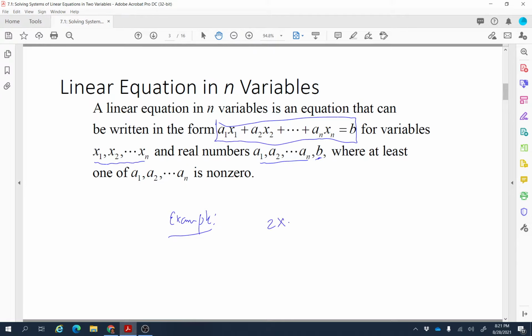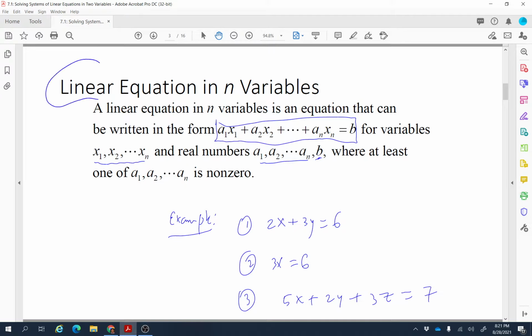For example, let's say 2x plus 3y equals 6. This is an equation in two variables, x and y. You might see an equation like 3x equals 6. This is an equation in one variable. If you want to keep adding variables, you can also write 5x plus y plus 3z equals 7. This is an equation in three variables.